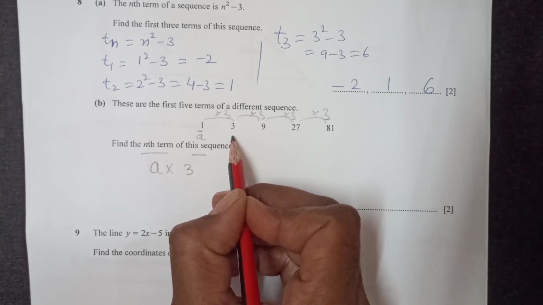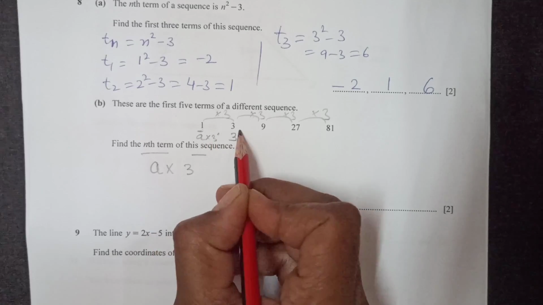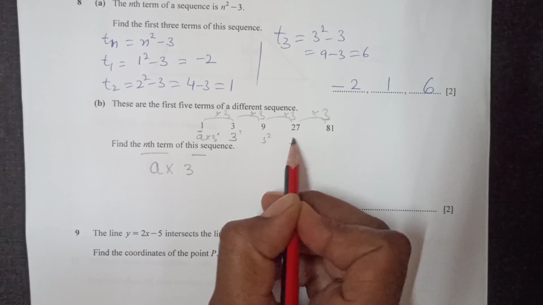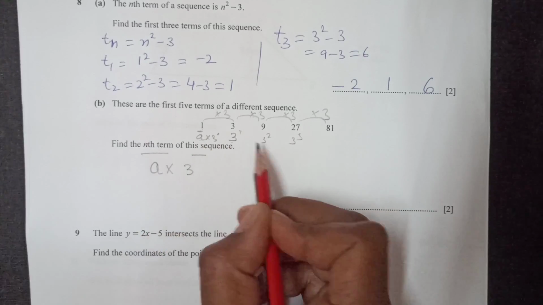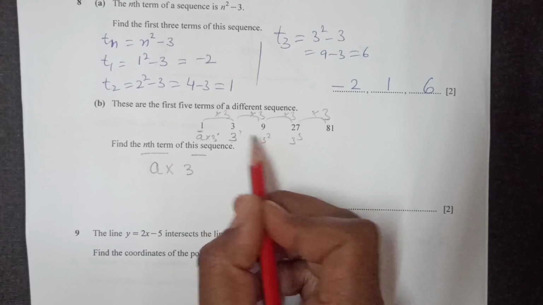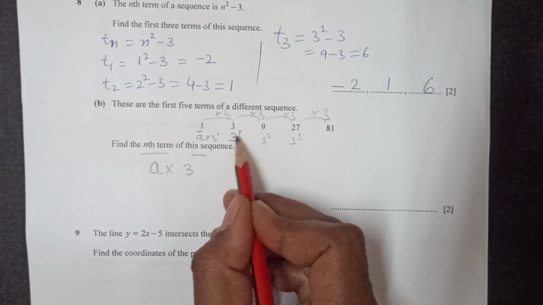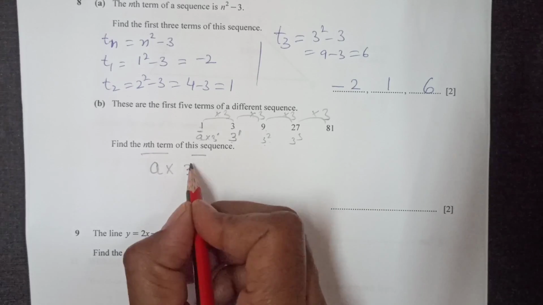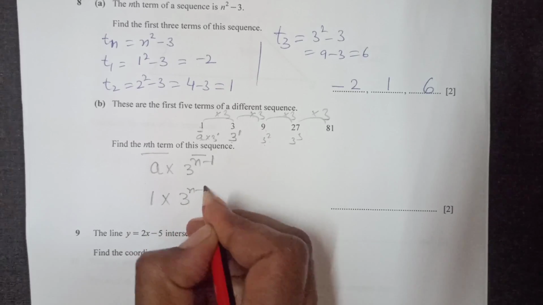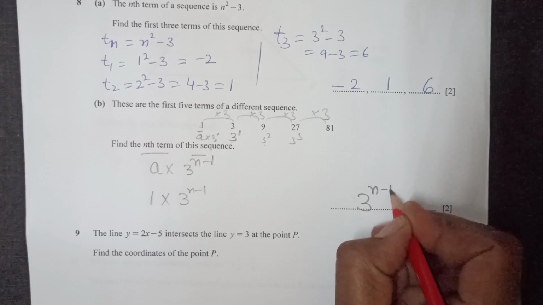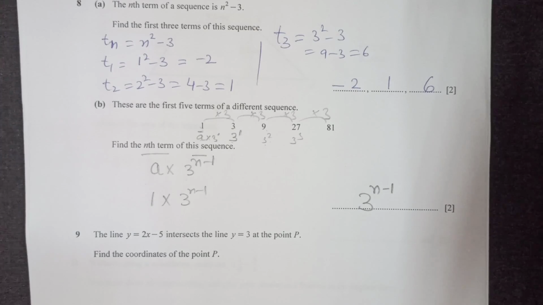It can be like this: 3 power 0, then 3 power 1, 3 power 2, 3 power 3. So that means we are getting 1 less than n: first, second, third. In the third term the power of 3 is 2. In the second term, the power of 3 is 1. So 3 power n minus 1, right? And A is 1 here. 1 times 3 power n minus 1. So the final answer, the nth term, is 3 raised to power n minus 1, right?